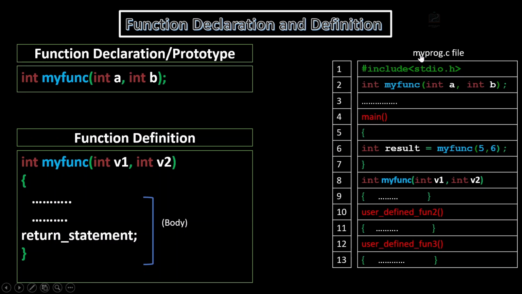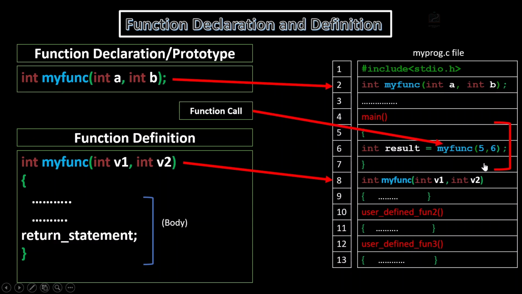Now within the myprogram.c file, as you can see, first we have written the header files, and then we have written the declaration part. Now this myfunc is actually being declared right here. Within the main function, we are going to write the function body or the necessary functionalities, and the declaration part should be placed before the main function, and the definition part, we have defined all those functions like my function or user defined function 2 and user defined function 3 after the main function, and here within the main function the call is being done.